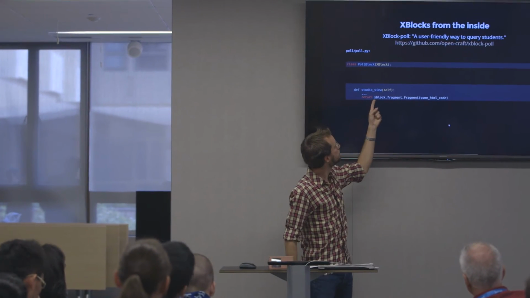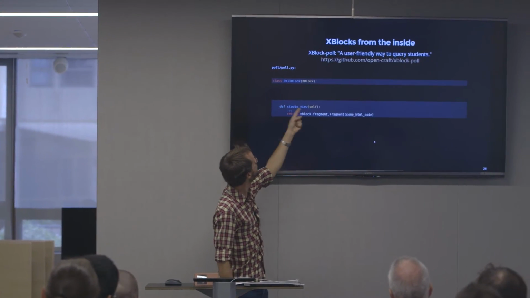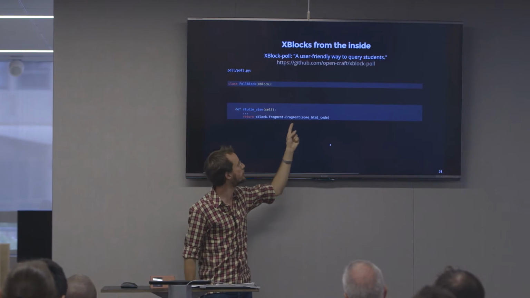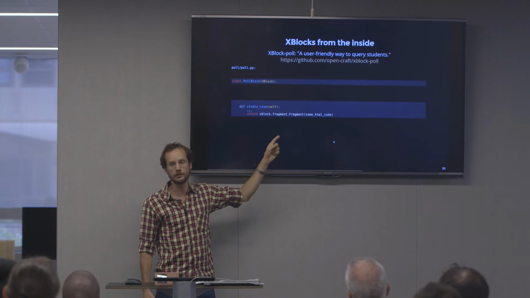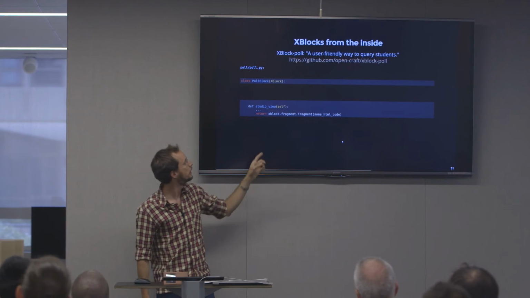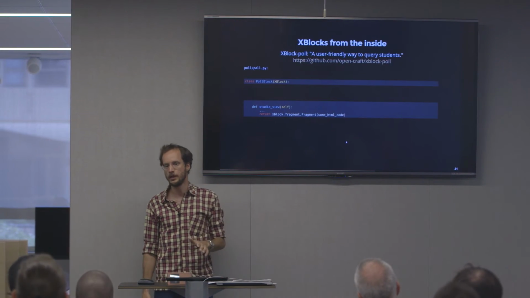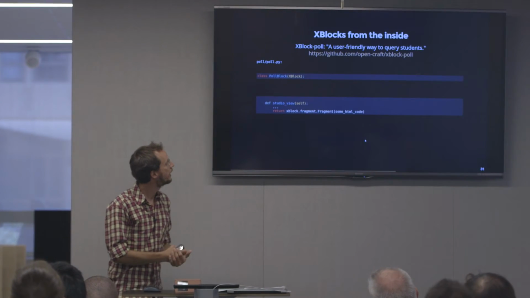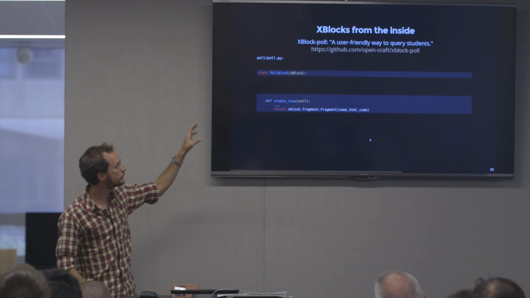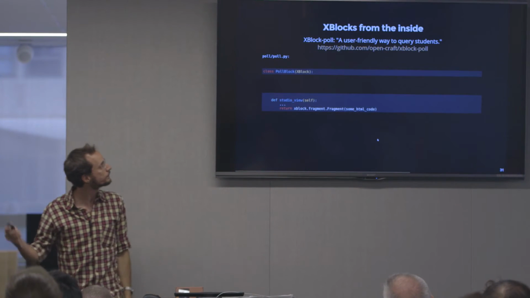It has a studio view, which presents HTML code for the course staff. Here we see that the studio view actually returns an Xblock fragment. Xblock fragments are interesting, but they are very easy to understand. I encourage you to take a look at that. It's basically some HTML code with JavaScript and CSS dependencies. And we're not going to talk about that a lot.